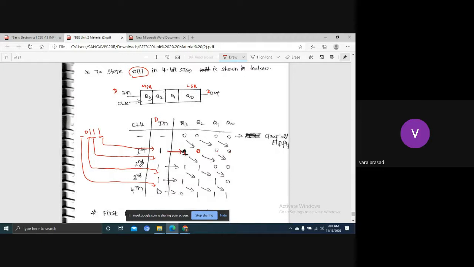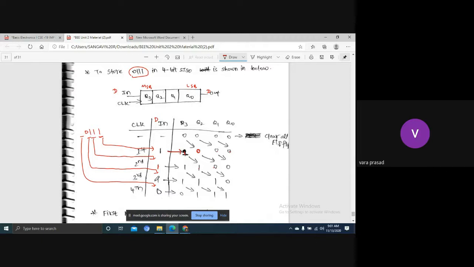Now the second clock pulse I am applying. This 1 will come at Q3. Previously Q3 had 1, and that will come at Q2. The 0 in Q2 will come at Q1, and the 0 in Q1 will come at Q0. So for the second clock pulse, Q3 is 1, Q2 is 1, then 0, 0.